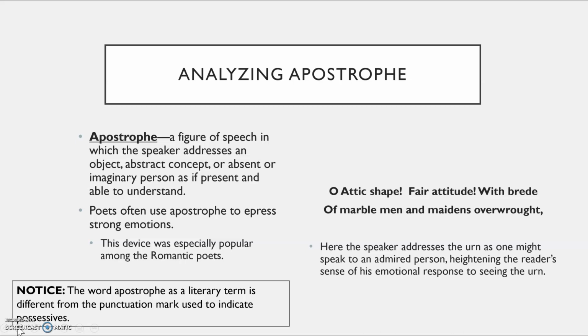If you look at the example on the right: O Attic shape, fair attitude, with brede of marble men and maidens overwrought. Here the speaker addresses the urn as one might speak to an admired person, heightening the reader's sense of his emotional response to seeing the urn. So if you're talking about this piece of pottery like it's the sheikh, okay, that's how he's addressing this in terms of his language. It's so proper, and he's just desiring to want to know more about this thing. That is not how you would normally speak to a piece of pottery, right? So this is an apostrophe. He's speaking to it as if it can have some sort of response with him.